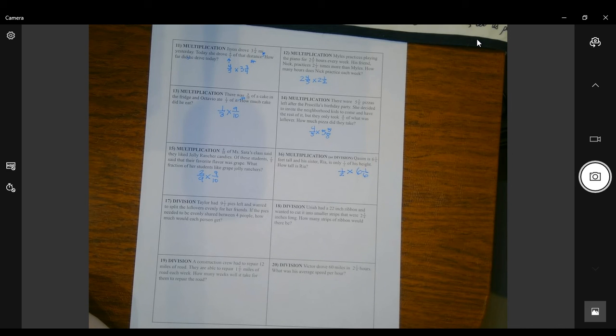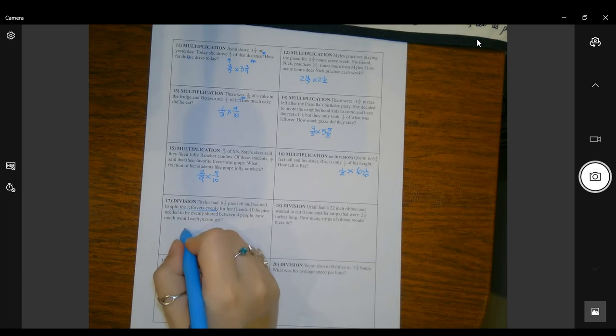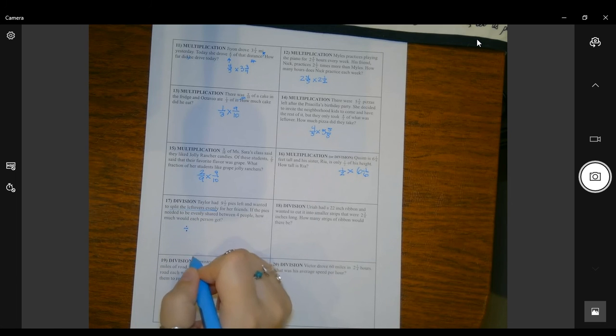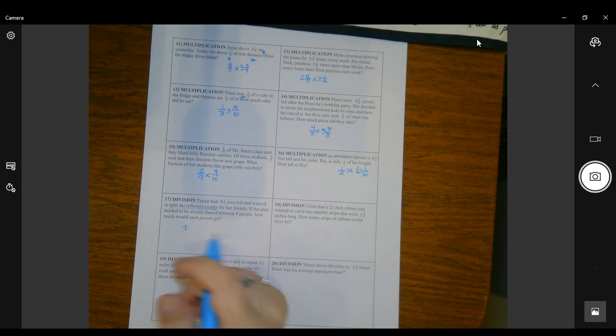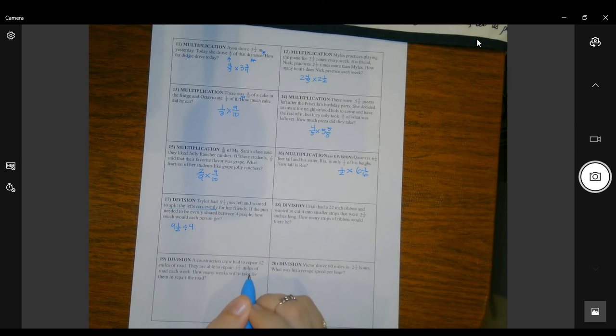Okay, the next one said Taylor had 9.5 pies left and wanted to split the leftovers evenly for her friends. If the pies needed to be evenly shared between 4 people, how much would each person get? Well, whenever you want to split up something evenly, that usually means that you're going to divide. So you take how much you started with and then divide it into how many pieces or how many people you're going to divide it up amongst. So you're dividing it up amongst 4 people. And what are you dividing up? The 9.5 pies you had.